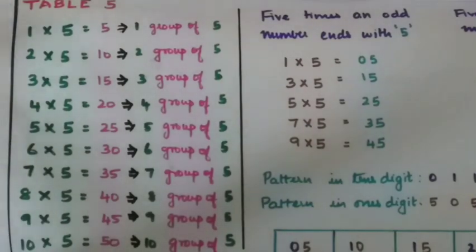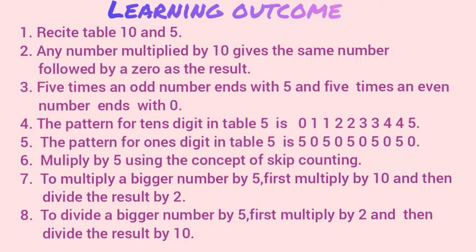I hope by the end of this video, the kids feel very easy to memorize table 10 and 5. Now let's see the learning outcome. At the end of this video, kids should be able to recite table 10 and 5. They should know that any number multiplied by 10 gives the same number followed by a 0 as a result, and 5 times an odd number ends with 5 and 5 times an even number ends with 0. They should also know the patterns of table 5.